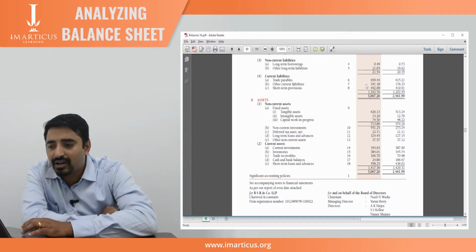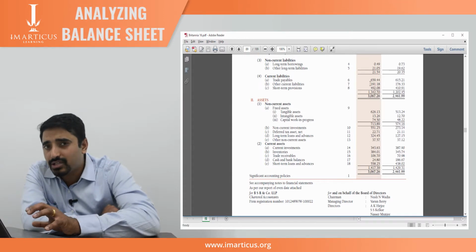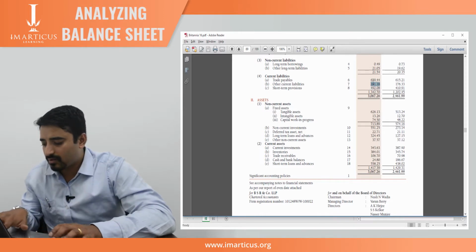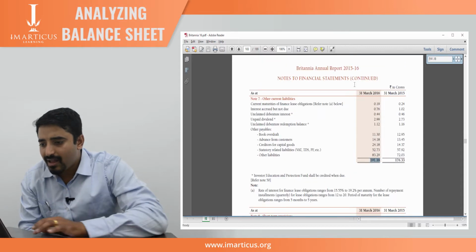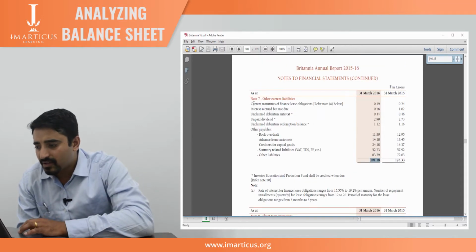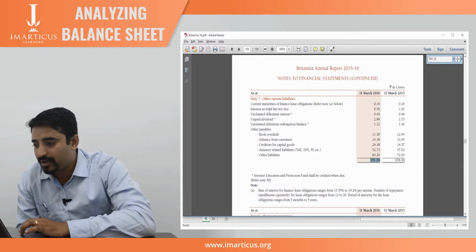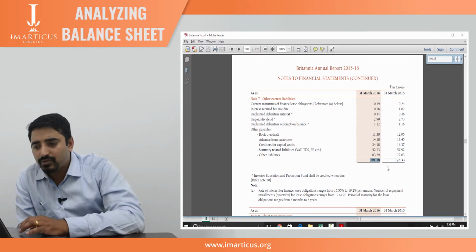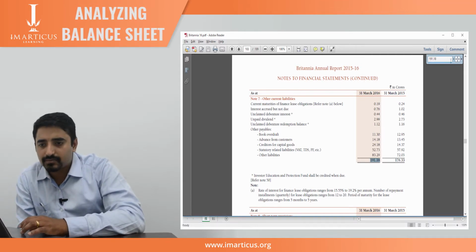Then there are some other current liabilities. Now to really know about all these things, we have to go to the notes. Let me just quickly show you this. I'll select this and search for this number, and here I get this. See, there are some current maturities of finance lease obligations, some interest accrued which has still not been paid, some unclaimed debenture interest. So all these things together form your other current liabilities.